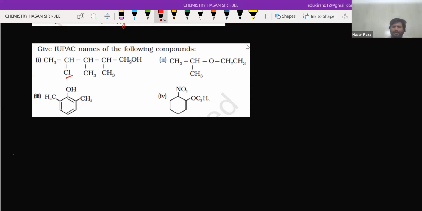Oh, 2,6. Okay, okay. Dimethyl phenol. I thought diethyl. Very good, Sai. Please do this as well. And this. Will you be able to write the name of this ether? Yes or no?